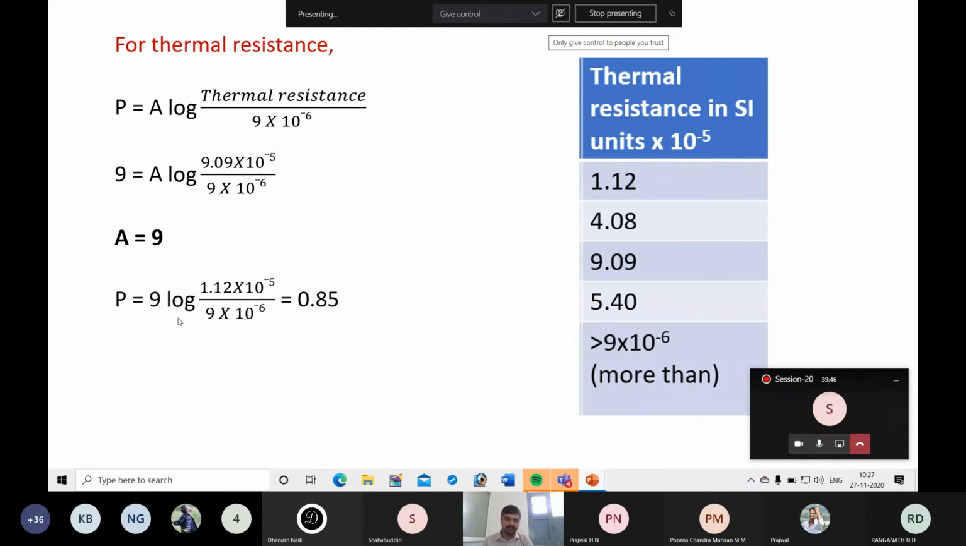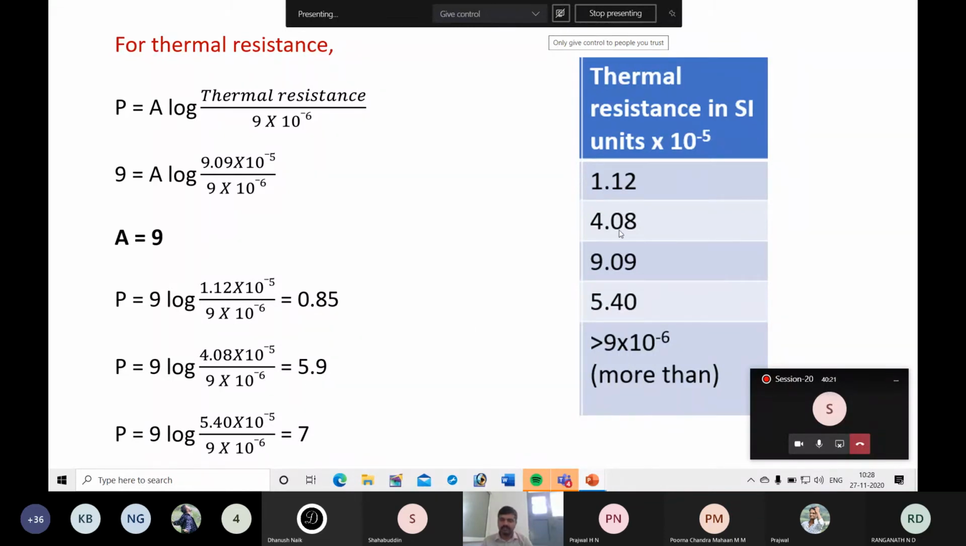Okay, next find out for other materials. For 1.12, you'll get 0.85. Next for 4.08 you will get 5.9. For 5.40 you will get 7. By looking at these numbers also you can understand, after 9.09 next highest value is 5.40, for that 7 is assigned. Next for 4.08, 5.9 compared to 7, 5.9 is least preferred. Here there is a relation between values also, values and this preference number.